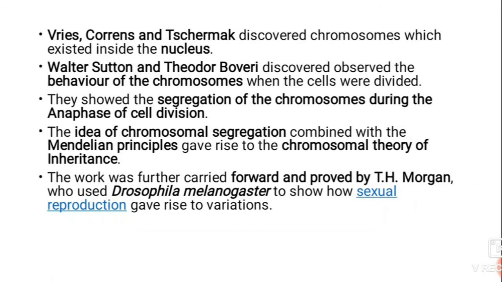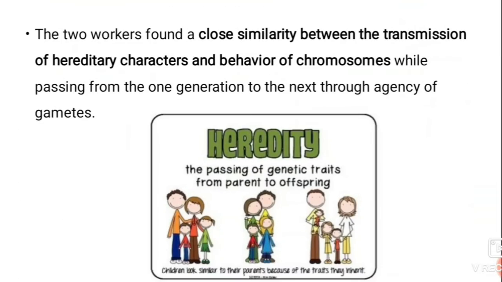The two workers, Sutton and Boveri, found a close similarity between the transmission of hereditary characters and the behavior of chromosomes while passing from one generation to the next. The segregation of chromosomes during the anaphase of cell division means that in cell division the chromosomes are passed on and represented.